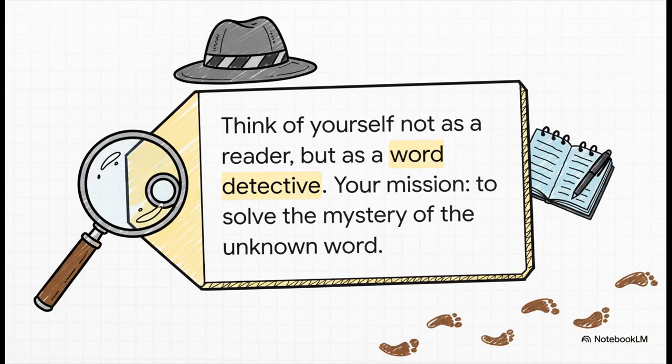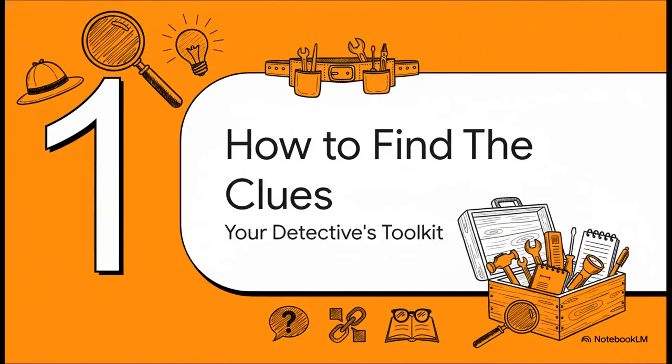The best way to approach this, really, is to start thinking of yourself as a word detective. Every time you find a word you don't know, you're not stuck. You've just been handed a new case to solve. The sentence is the scene of the crime, and it is full of clues just waiting for you to find them. So if you're going to be a detective, you need a toolkit, right? You need to know what you're looking for.